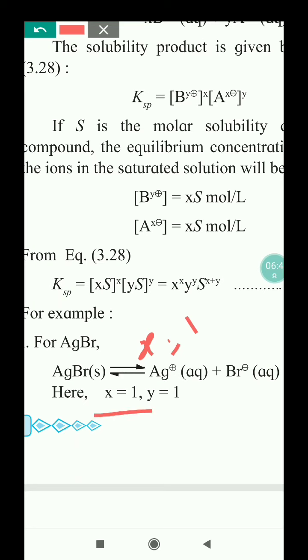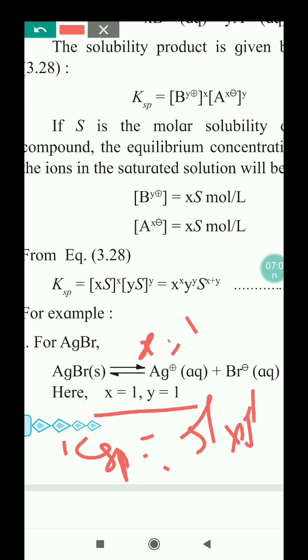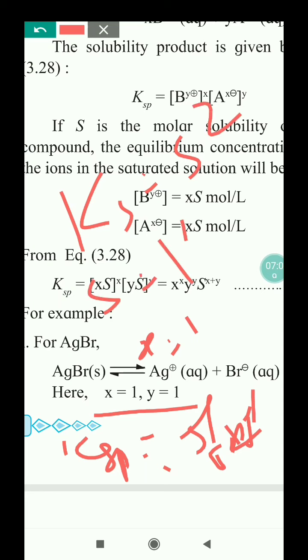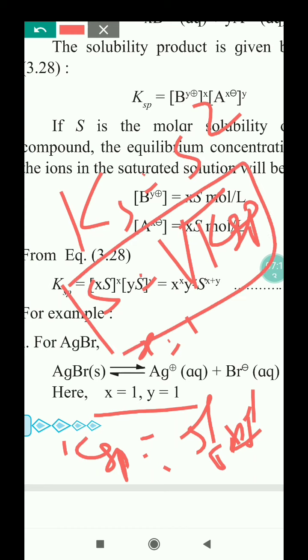So x is equal to 1 and y is equal to 1, and therefore the solubility product according to this equation is equal to s raised to power 1 into s raised to power 1, that is s squared. So Ksp is equal to s squared, or s is equal to the square root of Ksp for the salt AgBr.